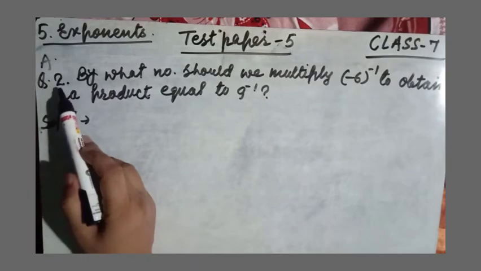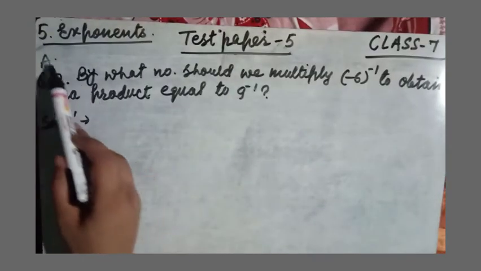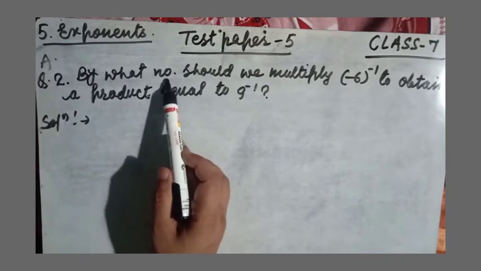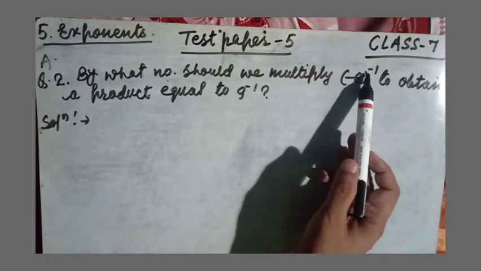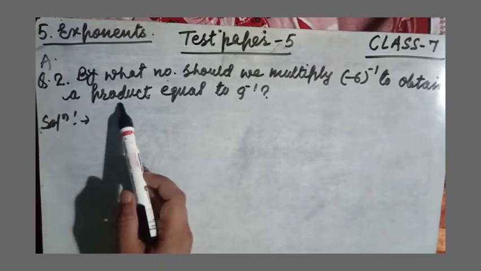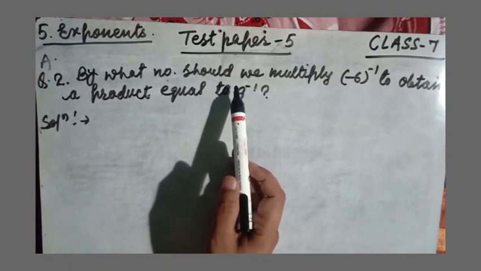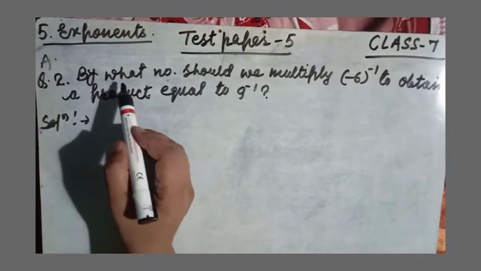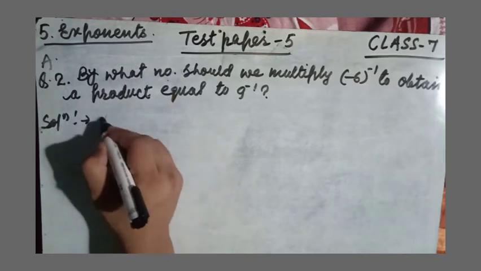Now we have taken question number 2 of test paper 5. The question says: by what number should minus 6 raised to the power minus 1 be multiplied to obtain a product equal to 9 raised to the power minus 1. Now suppose we consider the by what number.